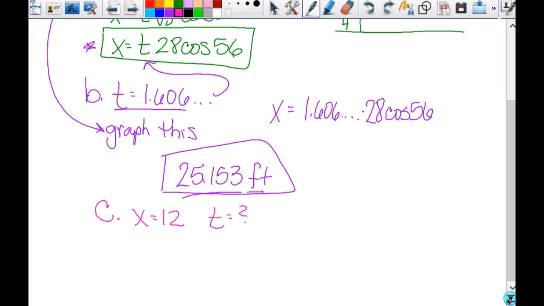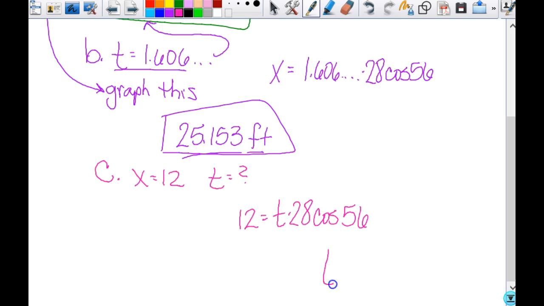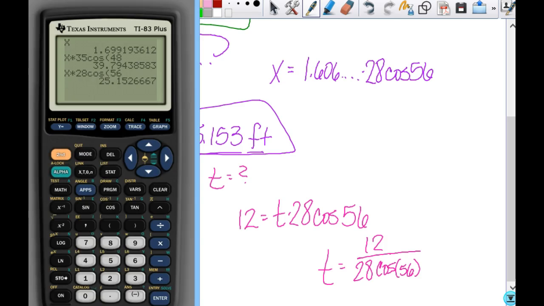So when I substitute that in, that's going to give me 12 equals t times 28 times the cosine of 56. Oh, dang it, I keep leaving that out. Which means that t equals 12 divided by 28 times the cosine of 56. Be very, very careful when you type this into your calculator. You need parentheses around that whole denominator there. It's easy to type in, but it's easy to mess up. 12 divided by, open parentheses, 28 times the cosine of 56. Otherwise, it's going to divide by 28 and multiply by the cosine. Hit enter. Bam.